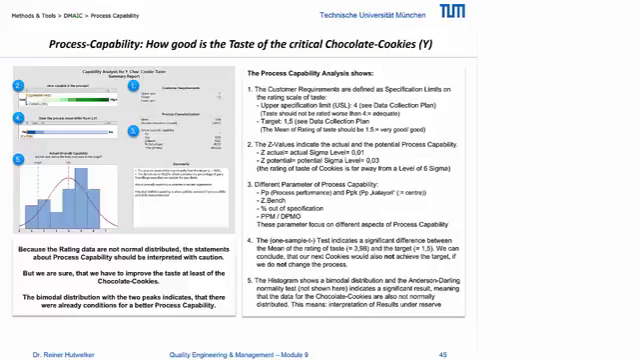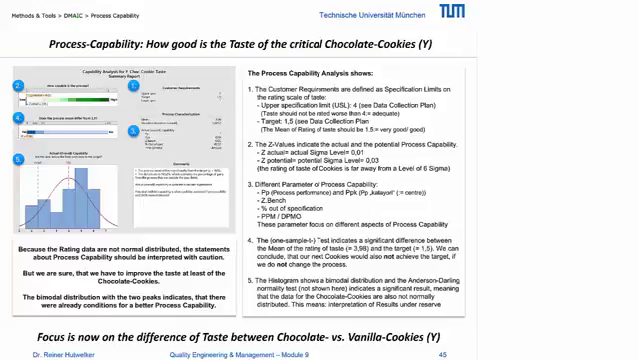Because the rating data are not normally distributed, the statements about process capability should be interpreted with caution. But we are sure that we have to improve at least the taste of the chocolate cookies. The bimodal distribution with the two peaks indicates that there were already conditions for a better process capability. The focus is now on the difference of taste between chocolate and vanilla cookies.